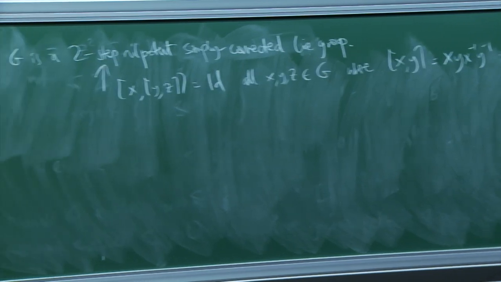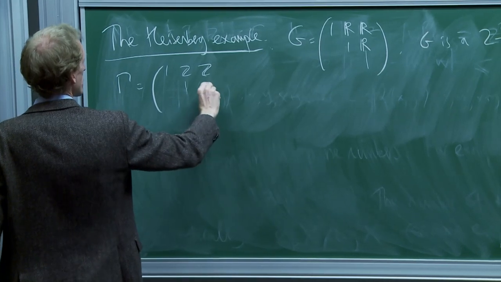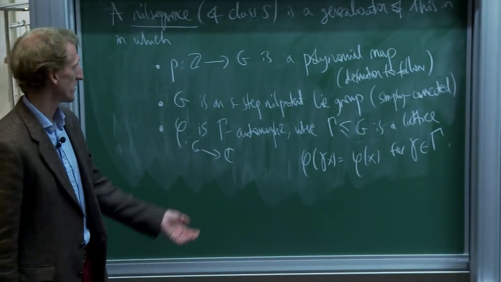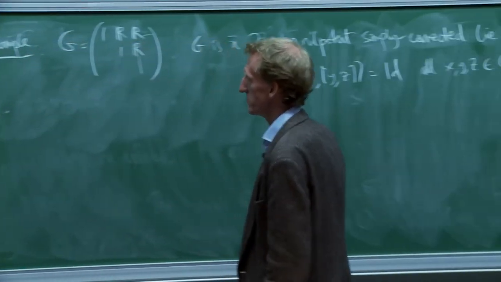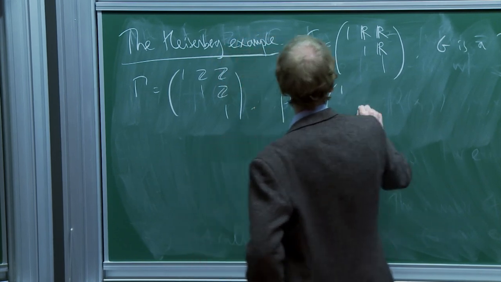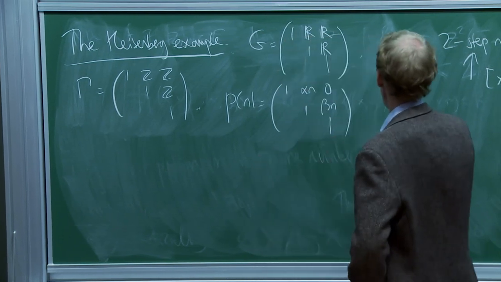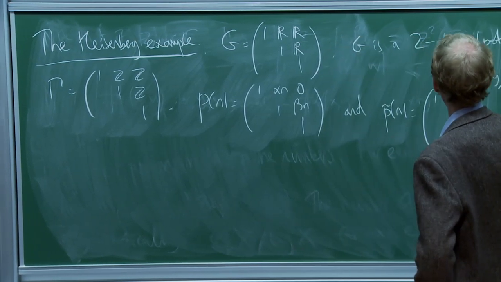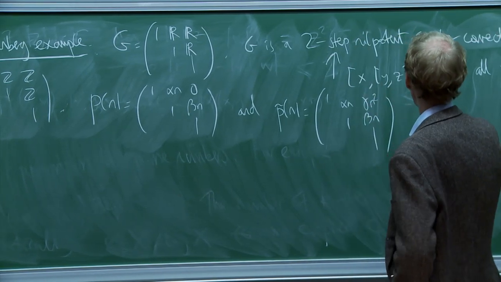So let me take gamma to be the standard lattice. And then all I need to define a nilsequence coming from this is an example of a polynomial map. Well, I can do that without going into the general definition. So P of n equals 1, 1, 1, alpha n, beta n, 0, and P tilde of n is 1, 1, 1, alpha n, beta n, gamma n squared. Both are polynomial maps.